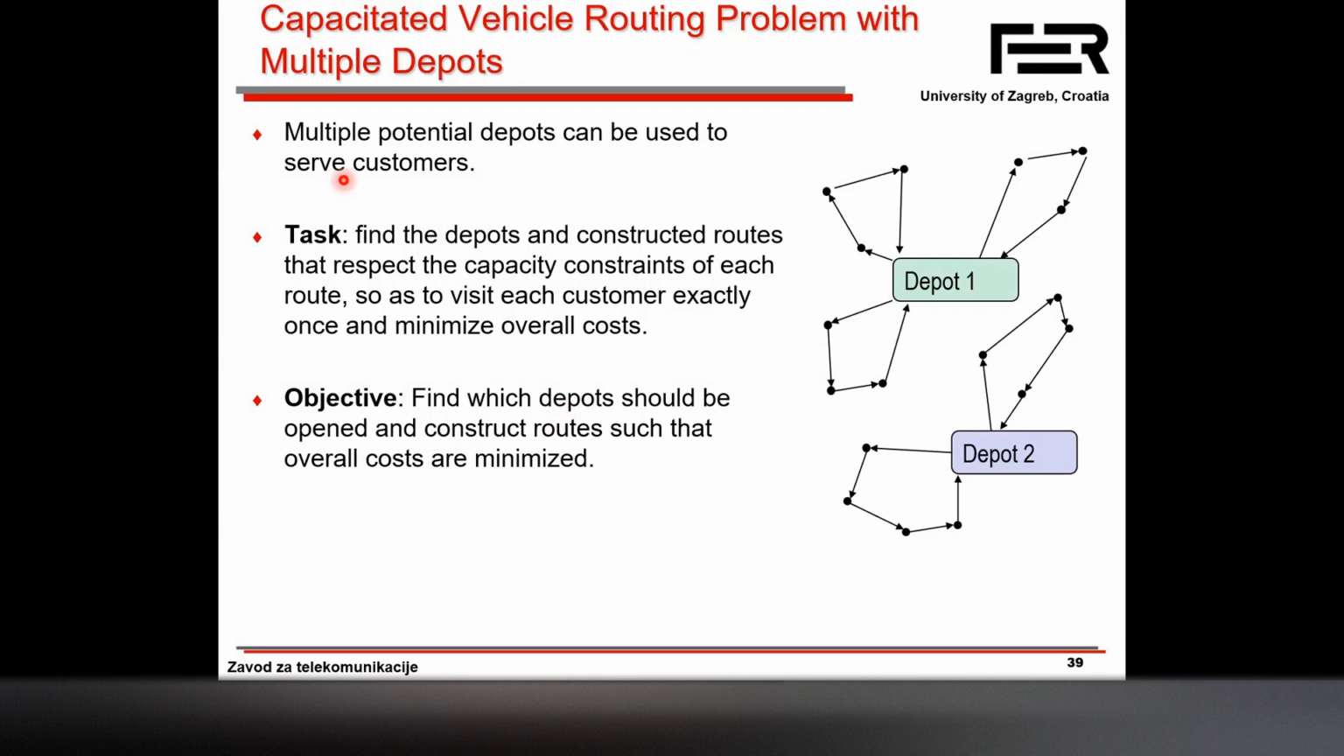So multiple potential depots can be used to serve customers. You are given a set of potential depots. You can choose which subset of them you're going to open or use. You don't have to use them all. That's the first thing. So out of the given potential depots, find those which you're going to use and construct the routes that respect the capacity constraints of each route. So we know how much we can carry along one route. What is the capacity of one truck? So as to visit each customer exactly once, deliver their requirements, and minimize overall costs. The objective was to find which depots should be opened and construct the routes such that overall costs are minimized.